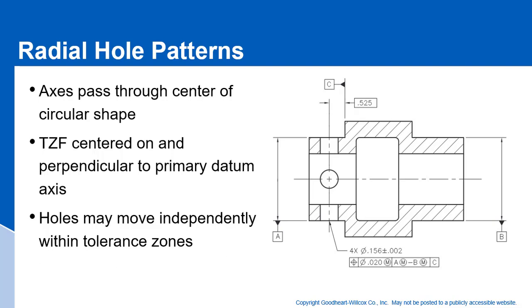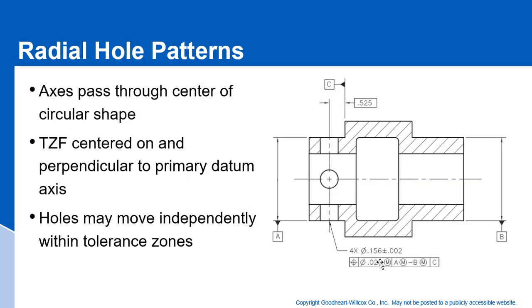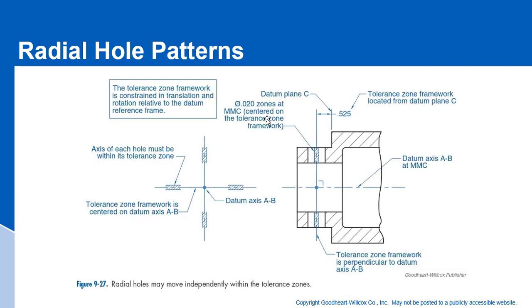What does this mean? If you look at it here, the tolerance is specified as diametrical. In one direction, the tolerance for the location of these holes is relative to datum surface C. And then what is the tolerance in the other direction? The tolerance in the other direction would be this 20 thousandths diameter, which is centered on these holes being 90 degrees from each other.